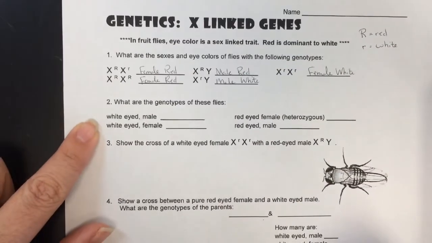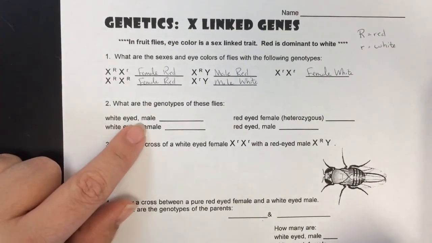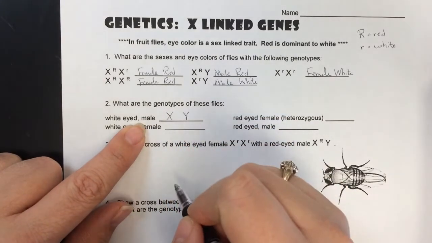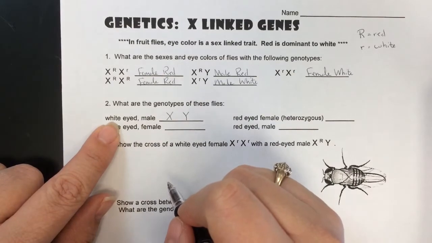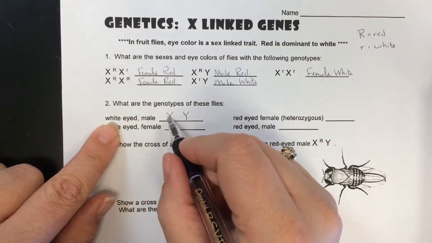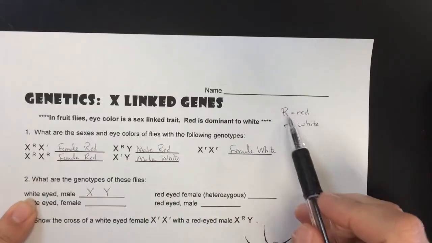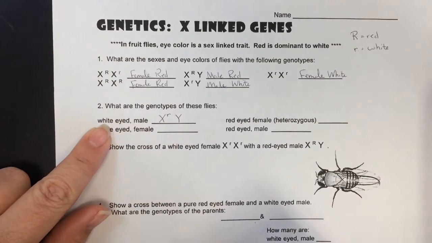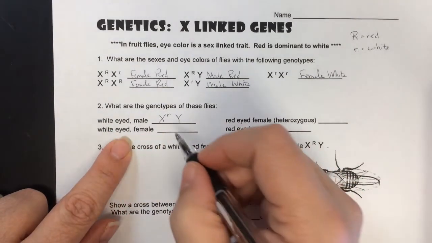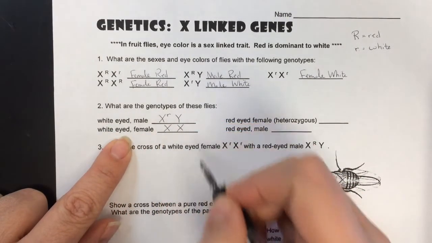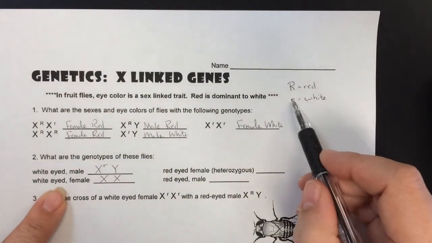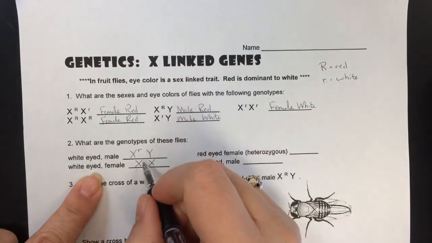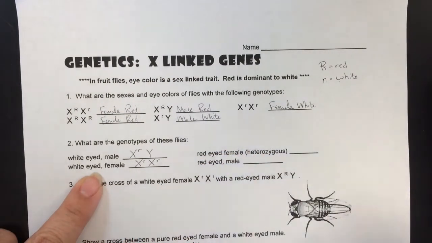So we come down here, what are the genotypes of these flies? If it is a male, we know right away that we are going to have XY, and if he has white eyes, that means that on his X chromosome he's carrying the white gene. And so remember, big R is red, little r white, so that means he is X with a little r and the Y. If we have a white-eyed female, her genotype is going to be XX. The only way to have white eyes is if both X's are carrying the recessive allele, which is the little r. So we're going to do little r, little r.